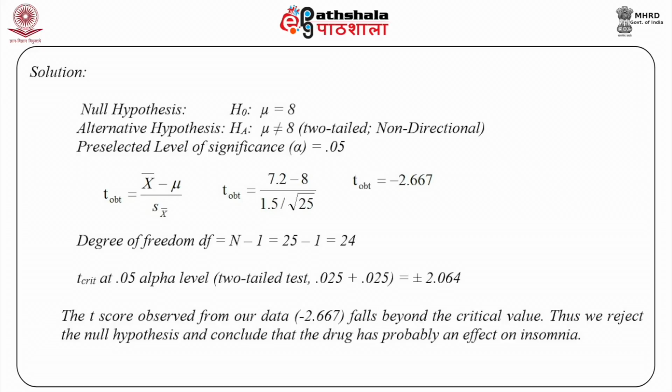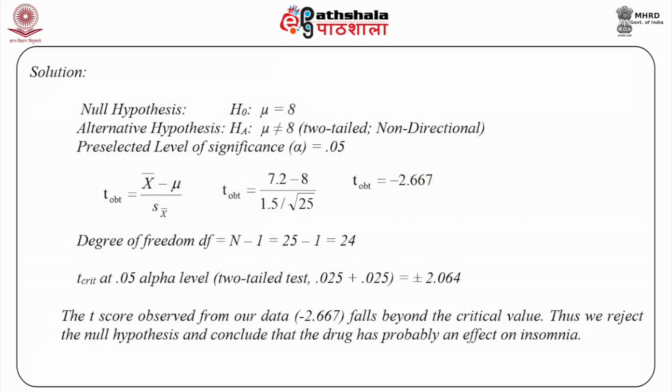Now, with the application of the formula for t obtained and the S x bar, we obtain the t value to be minus 2.667 at the degree of freedom n minus 1, where the sample size is 25. So, the degree of freedom arrives at 24. Now, we can look up the table and we can get our t critical value at alpha equal to 0.05 with a two-tail test to be plus minus 2.064. The t-score observed from our data, which is minus 2.667, falls beyond the critical value.